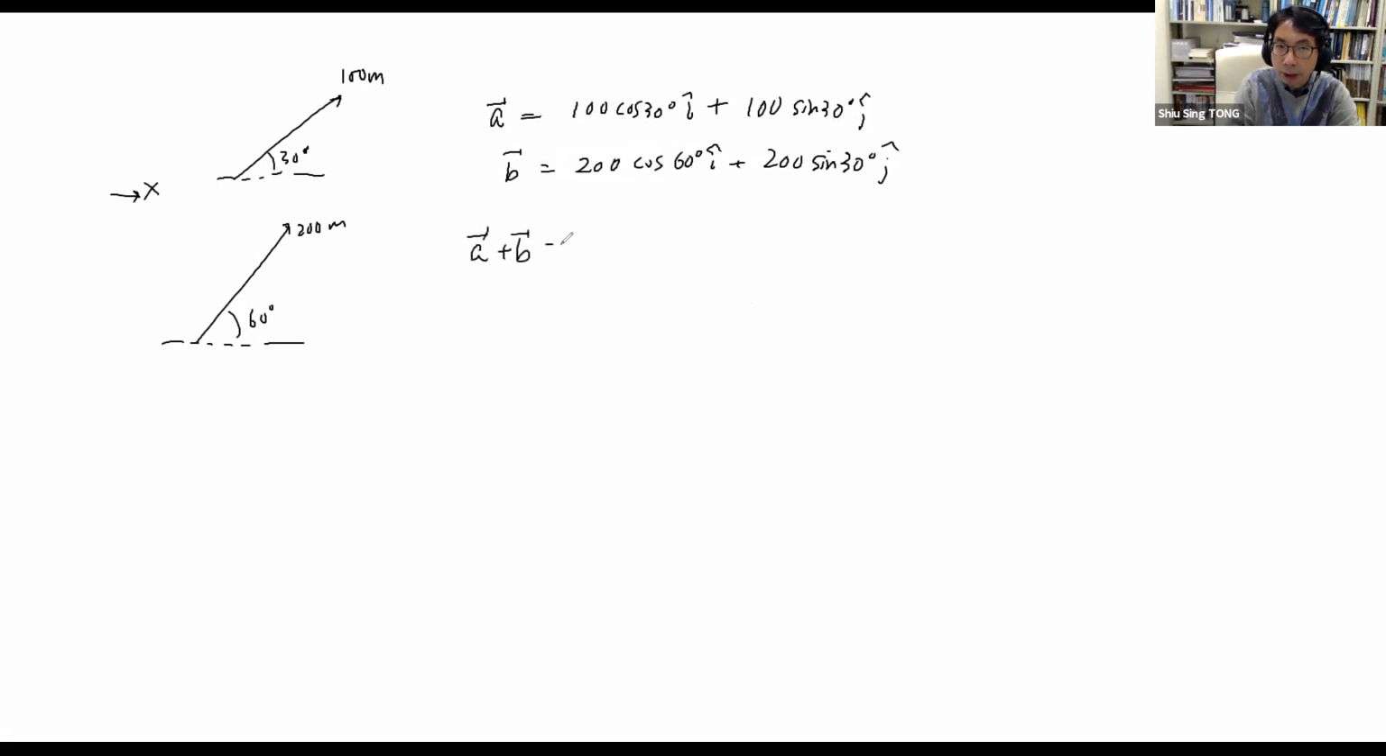So A plus B is what? You may like to extract a factor of 100 also, I plus, sine 30 degrees plus 2 sine, sorry, this is 60, I wrote it wrong.